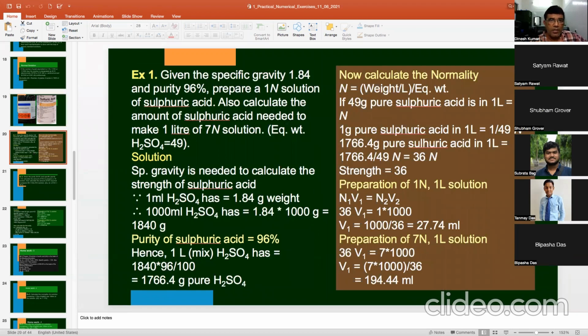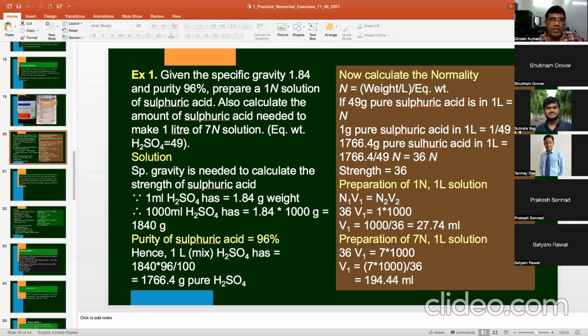Given the specific gravity 1.84 and purity 96%. This is a very hypothetical example. Prepare a 1 normal solution of sulfuric acid. Also calculate the amount of sulfuric acid needed to make 1 liter of 7 normal solution. The equivalent weight of sulfuric acid is 49. Many of you know it.